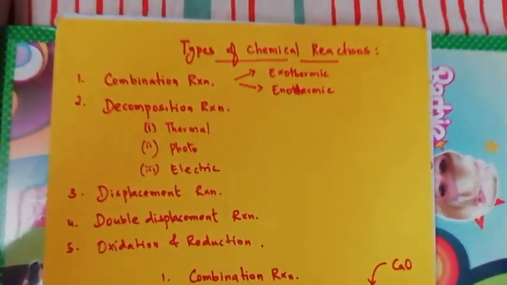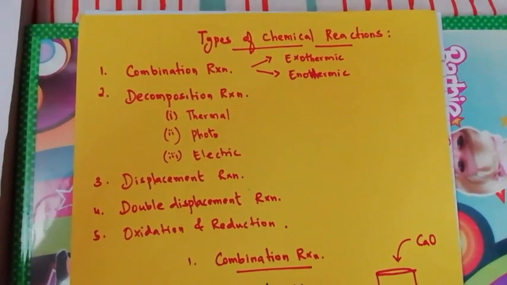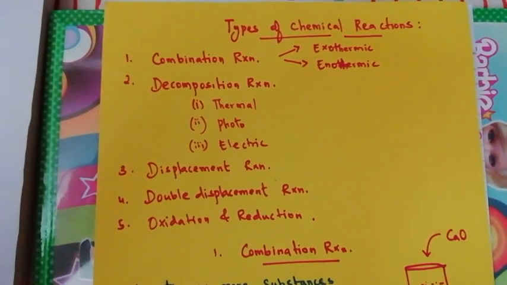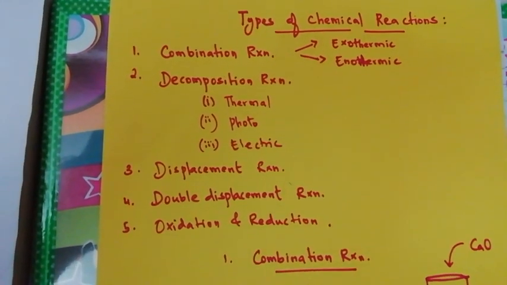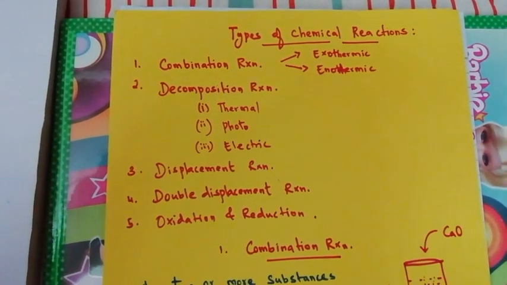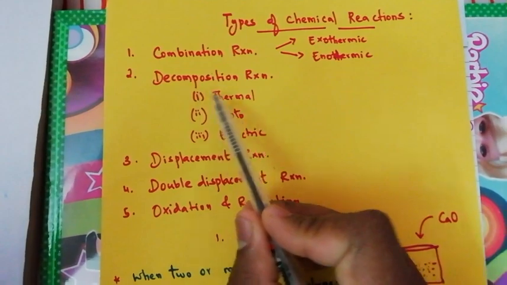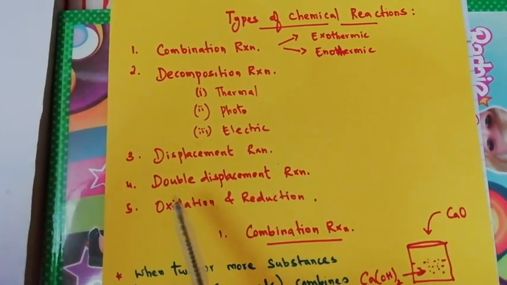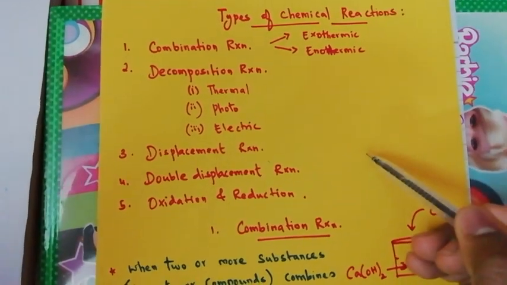And in this video, what we are going to learn is types of chemical reactions. How many types of chemical reactions are there? We actually have 5 different types of chemical reactions that we are going to learn in this class. One is combination reaction, decomposition reaction, displacement reaction, double displacement reaction, and oxidation and reduction.